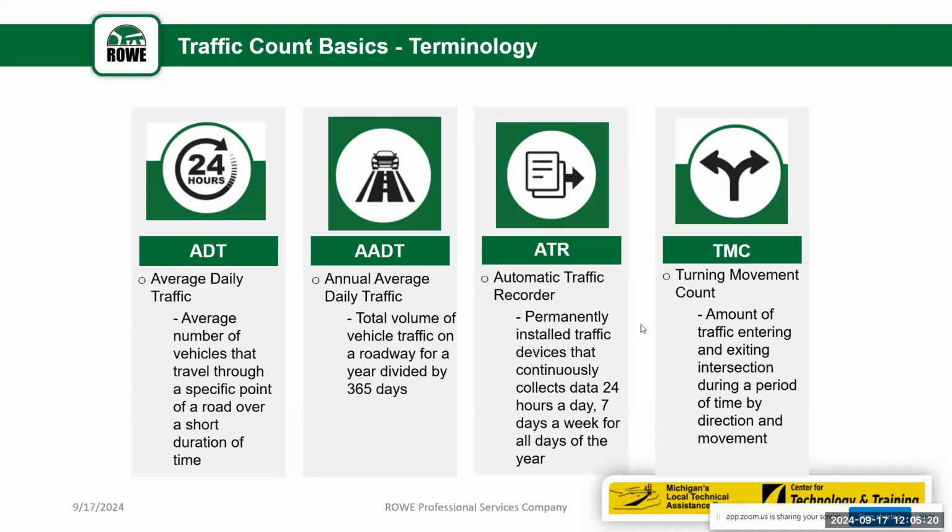And then TMC is turning movement count. This is the amount of traffic entering and exiting the intersection during a period of time by direction and movement. So that's used a lot in traffic studies and gives you an idea of what you need at an intersection.